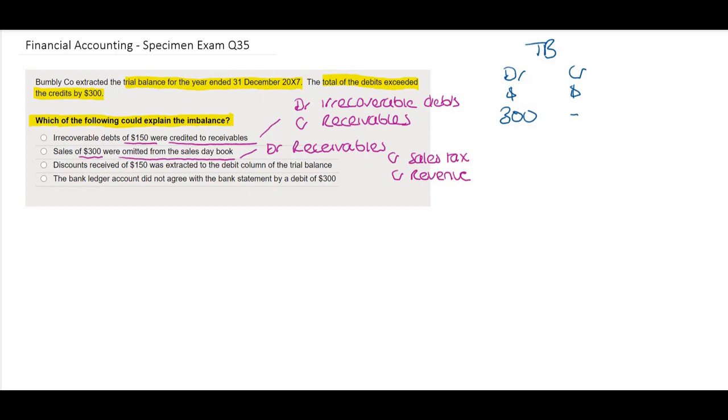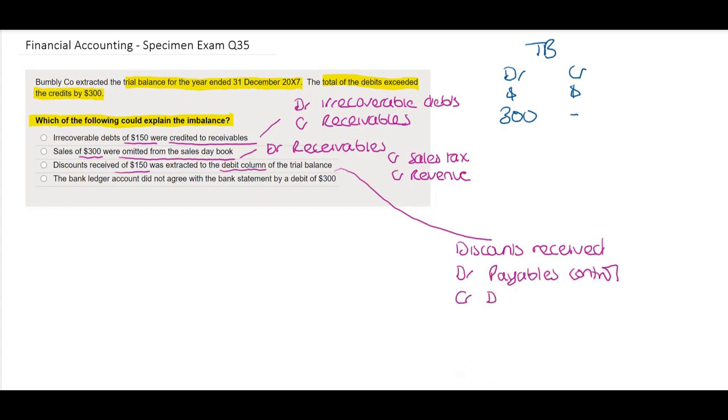The next issue is looking at discounts received. They told us that discounts received of $150 was extracted to the debit column of the trial balance. Discounts received arises when a credit purchase is paid for promptly. They will therefore pay less than the invoice value. In order to deal with a discounts received, you would debit the payables control account and credit the discounts received account. The discounts received balance should be on the credit side, and here it's been extracted on the debit side.